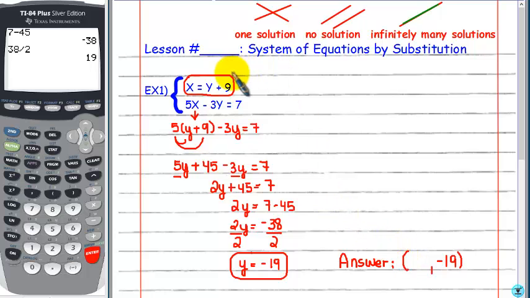And that's where that first equation that we circled comes into play again. We're going to copy it again: x equals y plus 9. And using the answer that we found, that y is going to be equal to negative 19, we're going to bring this up over here and we're going to substitute. So basically, we're going to replace the letter y with negative 19.